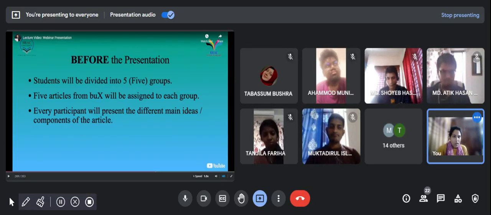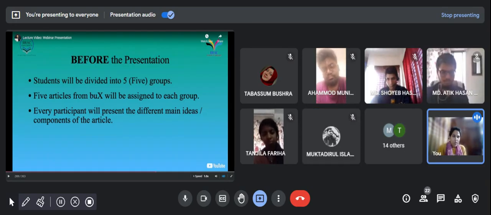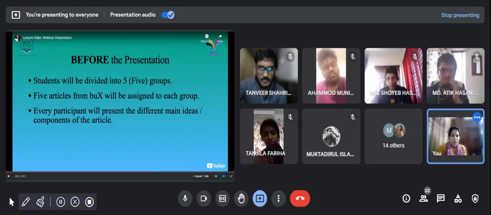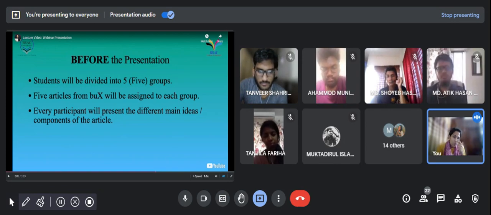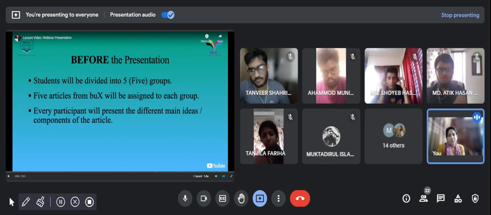If you divide 15 by 7, all of the 6 members out of 7 will get 2 paragraphs. Only one member, the seventh member, will get 3 paragraphs.